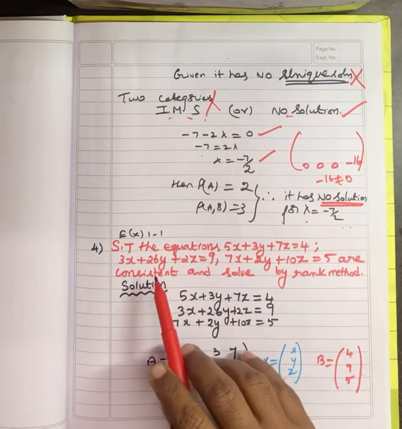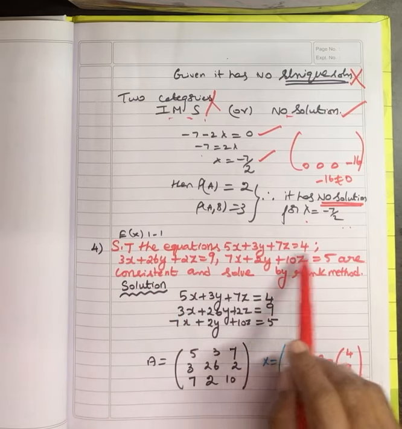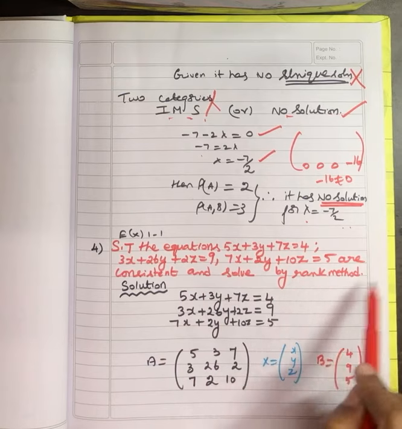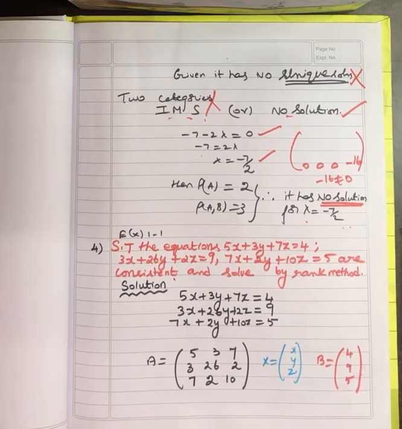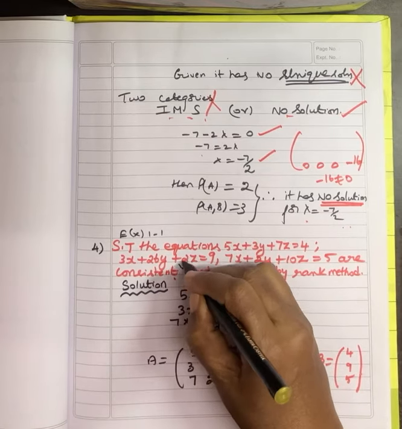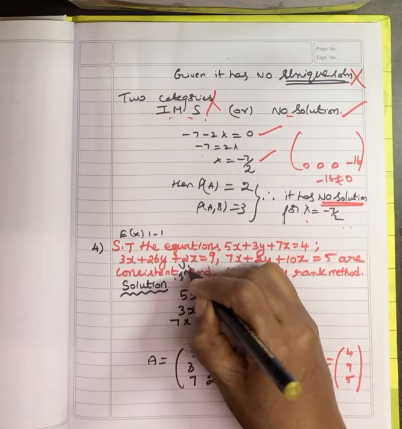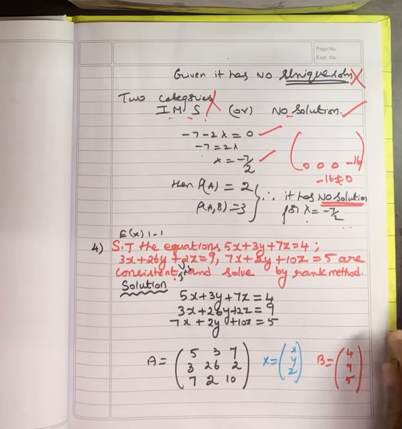Exercise 1.1, fourth problem. Show that the equations 1, 2 and 3 are consistent. What is the meaning of consistent? Consistent, we have two types. What are the two types? Unique solution or infinitely many solutions. We have to check and solve by the rank method.